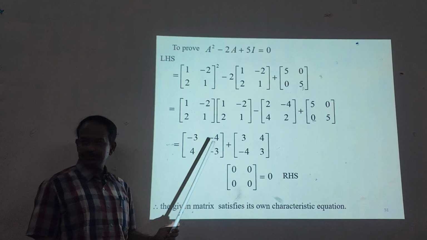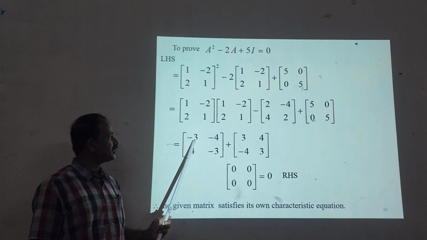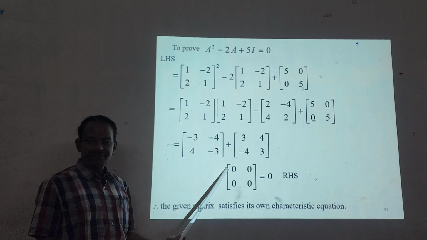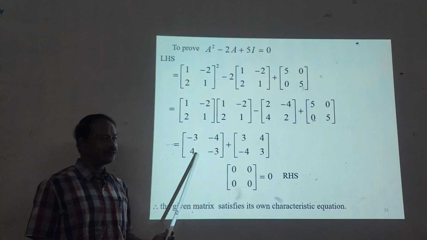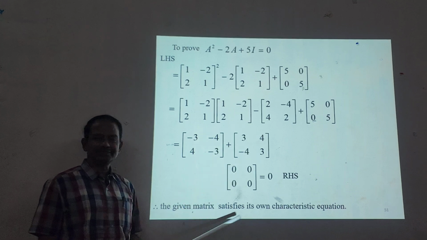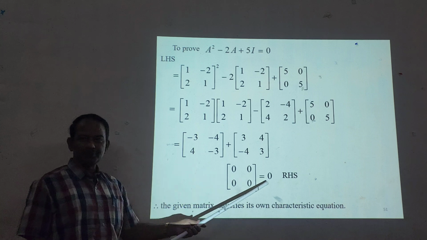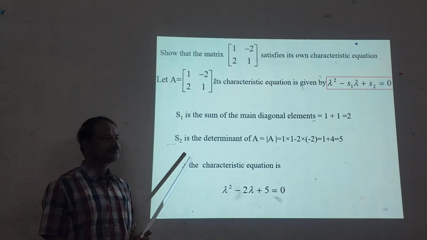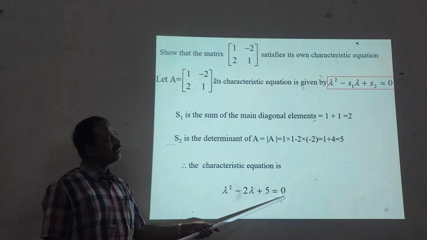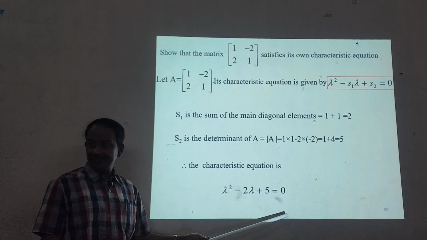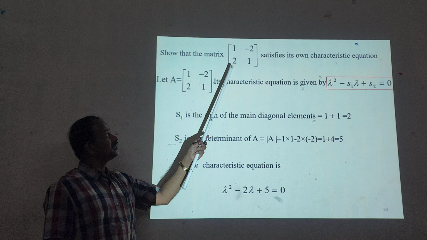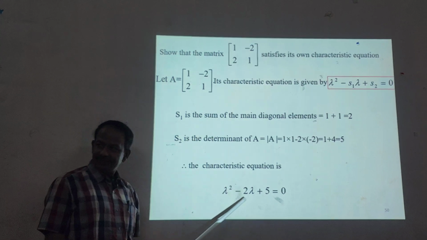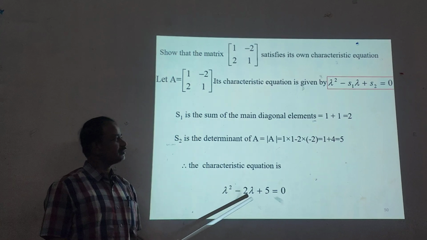Now we are going to add these two. When you add these two, minus 3 plus 3 will be 0. Minus 4 plus 4 will be 0. 4 minus 4 also 0. Minus 3 plus 3 also 0. So you will get 0, which is the right hand side. See, it's the right hand side. So it implies that it satisfies the characteristic equation. So this matrix satisfies its characteristic equation.